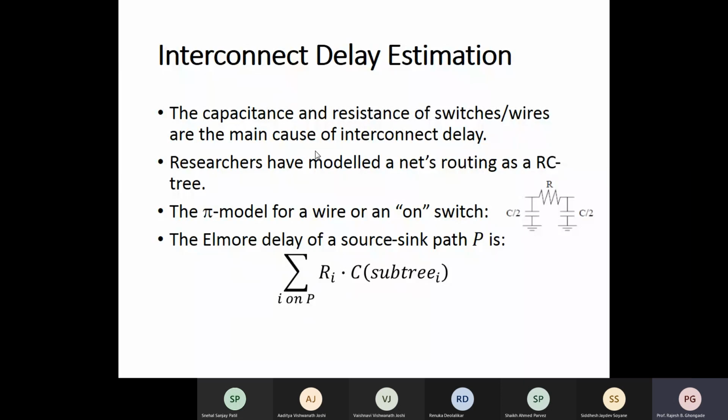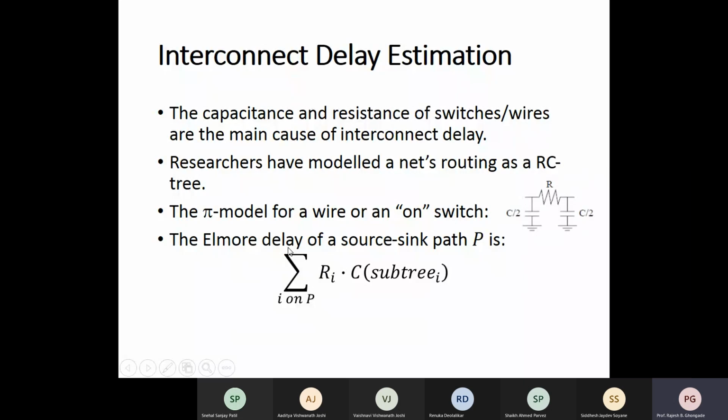So this capacitance will come into picture over there. And researchers have modeled nets routing as an RC tree. As you can see, this is a pi model for a switch, for a wire or an on switch. So you can see here R, C by 2, C by 2. This is a model.